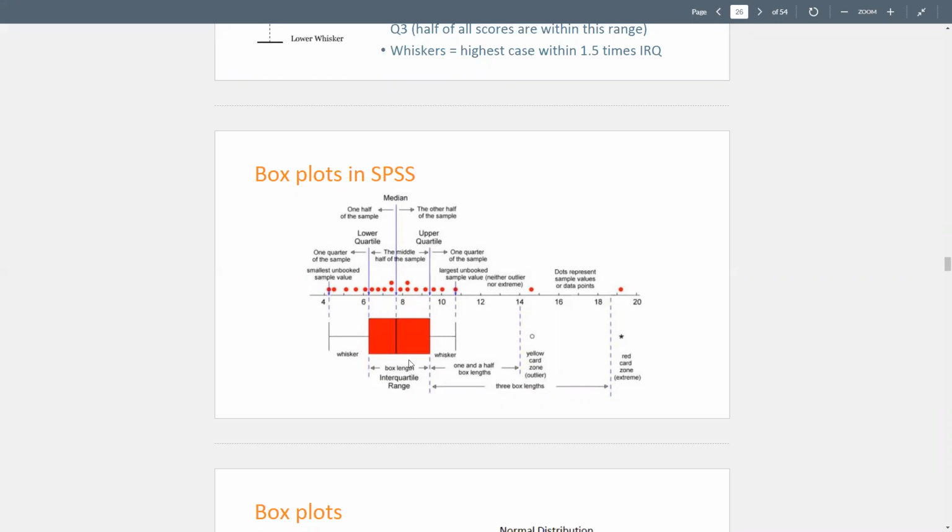The whiskers here will represent 1.5 times the interquartile range. What does it say? The largest unbooked sample value. I think what it's calling the box sample value is this box length here. So 1.5 times the box length, or 1.5 times the interquartile range, would be here.